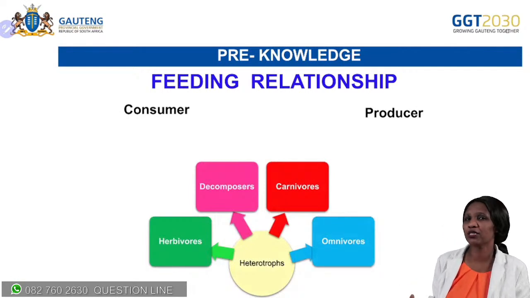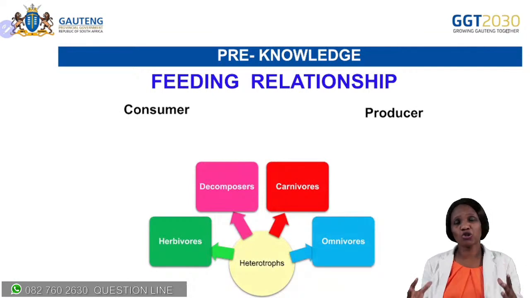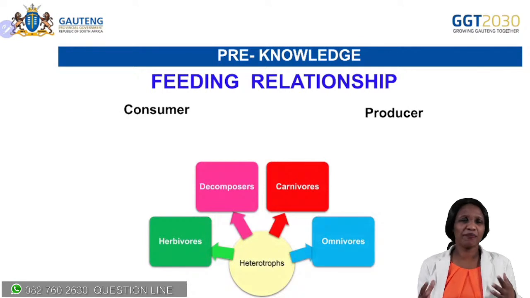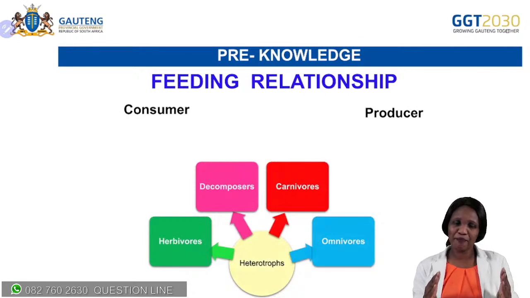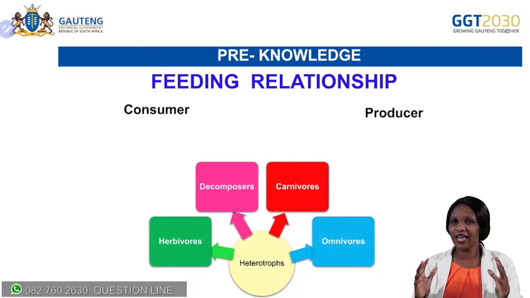How do they produce their own food? Remember what happens. I'll talk about photosynthesis. What happens during photosynthesis? Remember, we've got the requirements. The requirements of a plant.